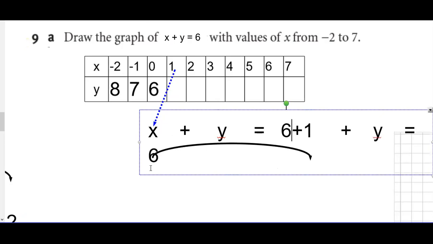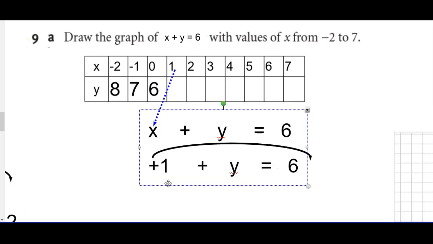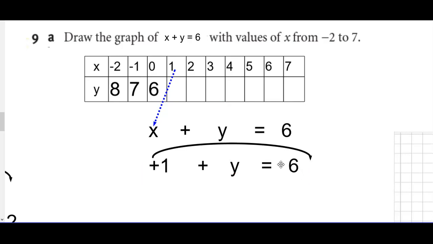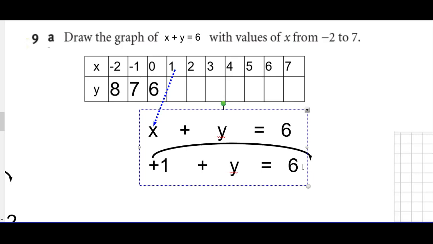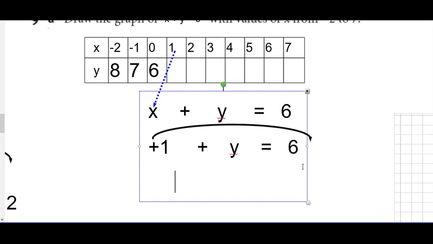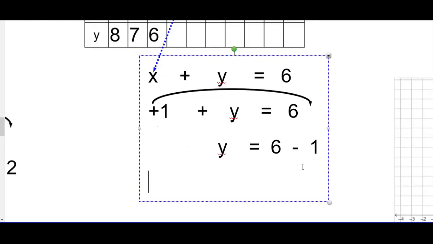How do we transfer that +1 on the other side? How do we do that? This is +1. When you transfer +1 to the other side, the positive changes sign and it becomes negative. See that? So that will be y equals 6, then minus 1. See that? Because +1 is getting shifted to the other side. So it becomes y equals to 6 minus 1.